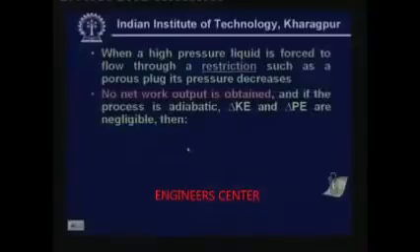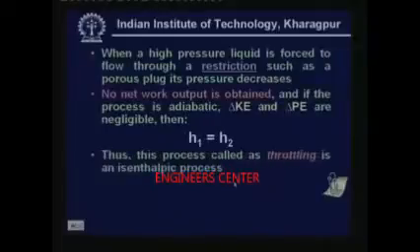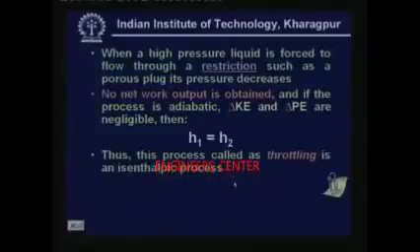So, as I said, no net work output is obtained, and if the process is adiabatic, delta K and delta P are negligible, then H1 is equal to H2. This process we normally call a throttling process. So, a throttling process is an isenthalpic process, whereas the expansion using a turbine in an ideal case is an isentropic process. Expansion in an ideal turbine is an isentropic process, whereas expansion using a throttling device is an isenthalpic process. That means in one case entropy remains constant, whereas in the throttling case enthalpy remains constant.